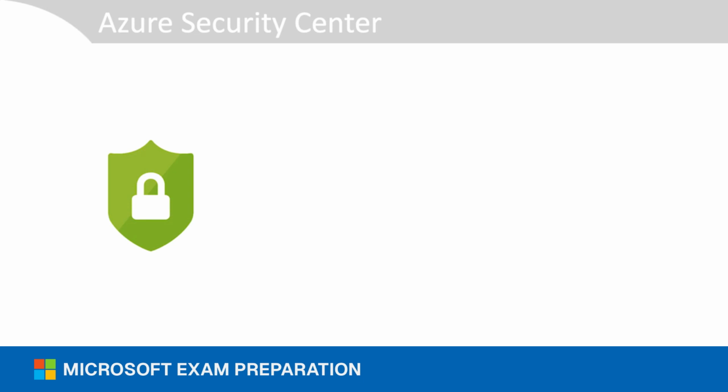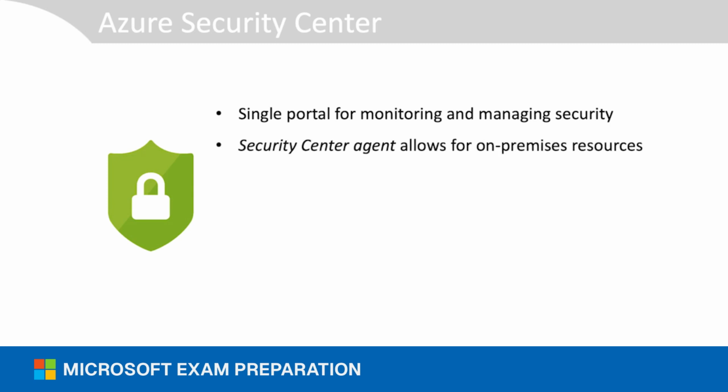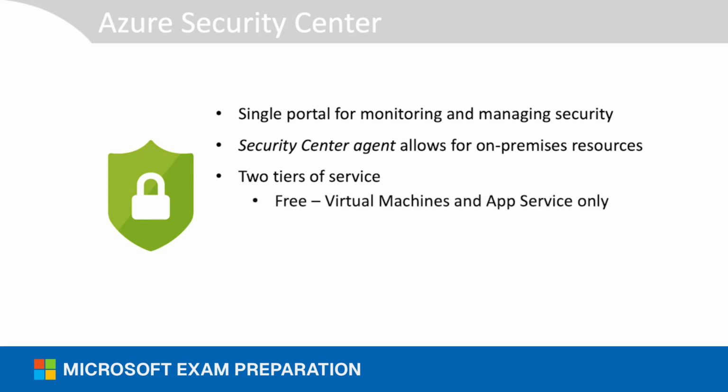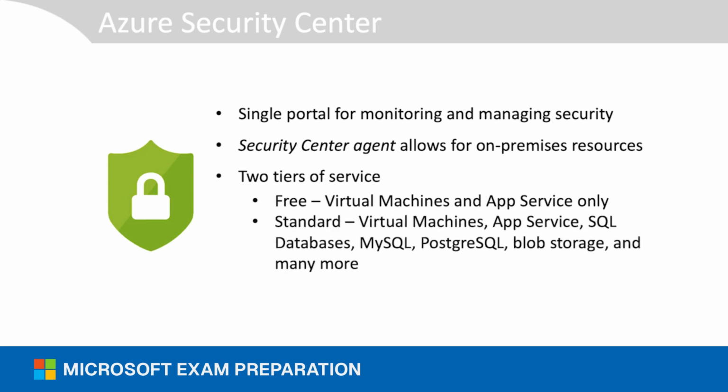Azure Security Center is a single portal for monitoring and managing the security of your Azure resources, but not just Azure resources. The Security Center agent allows for you to do the same for your on-premises resources. There are two tiers of service in Azure Security Center. The free tier offers the service for VMs and app service only. Standard offers the service for virtual machines, app service, but also SQL databases, MySQL, PostgreSQL, blob storage, and many more.